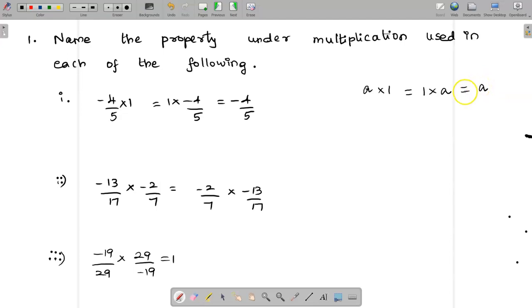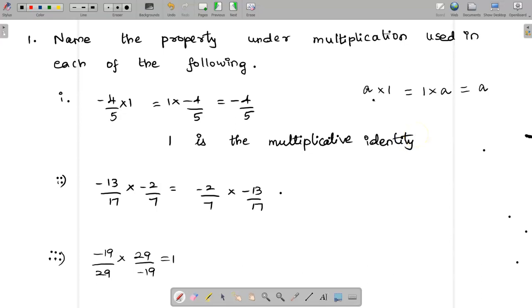So this property is nothing but the multiplicative identity. Here 1 is the multiplicative identity. When you compare this property here, the rational number minus 4 by 5 is multiplied with 1, and that is also equal to 1 into minus 4 by 5, which is the same rational number, minus 4 by 5. So the answer is: 1 is the multiplicative identity.